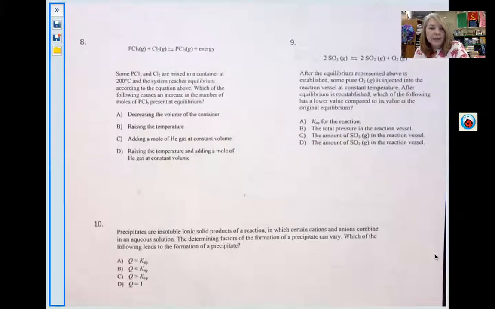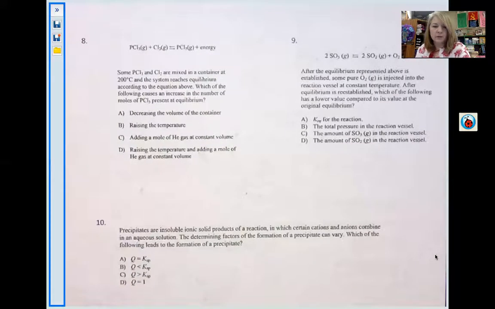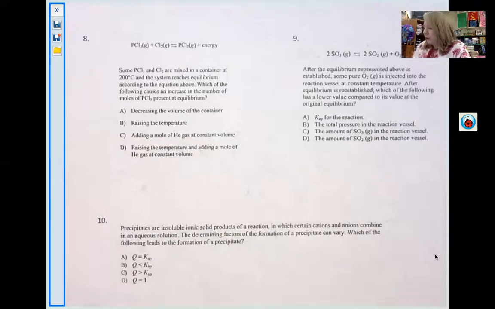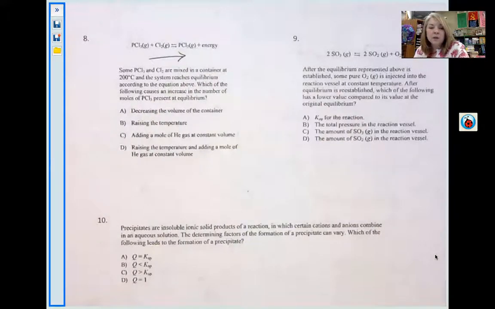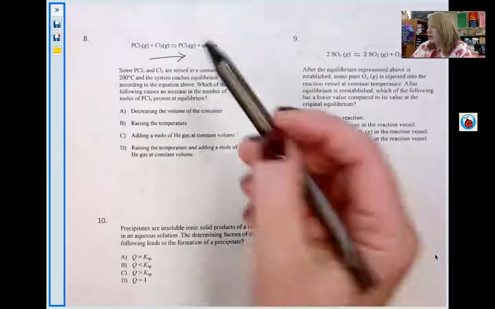All right, number 8, we have some PCl3 and Cl2 mixed in a container at 200 degrees Celsius, and the system reaches equilibrium according to the equation above. Which of the following causes an increase in the number of moles of PCl5 present at equilibrium? Okay, so we want to push the reaction to this side, right? If we decrease the volume of the container, well, that'll work if, well, it'll shift it. Just depends on looking at our moles of gas.